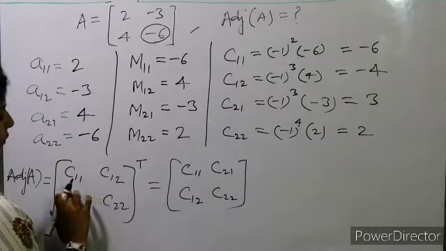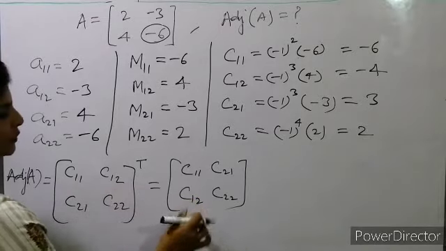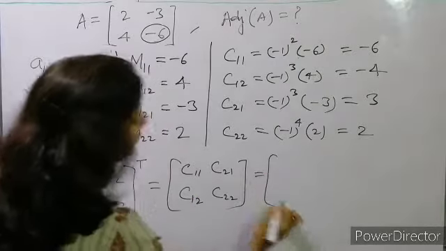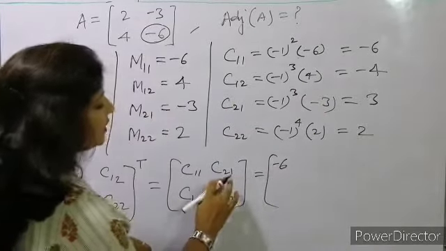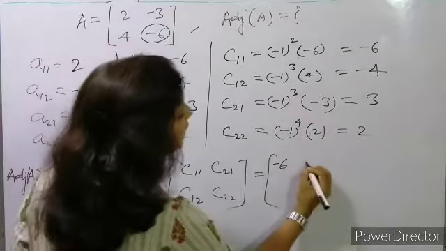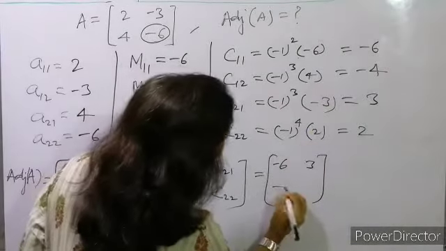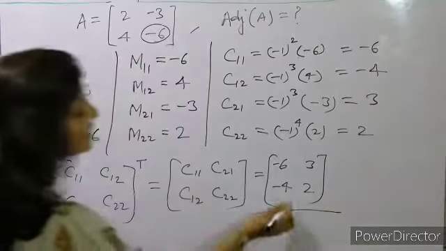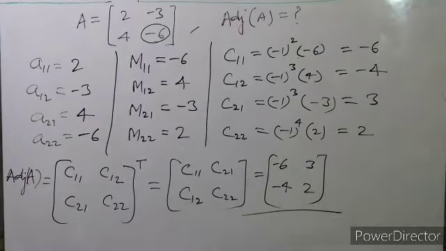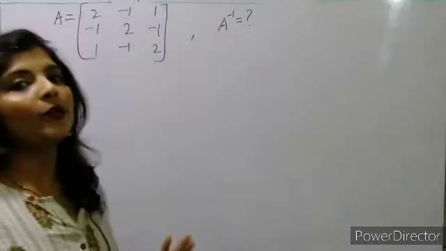Okay, now we'll write 1 1, 1 2, like this. So we'll write the value of this one. C11 is -6, C21 is 3, C12 is -4, and C22 is 2. Okay, so this is the value of adjoint of A. Okay, adjoint of matrix A. Got it? So till now we have done 2 by 2 matrix.